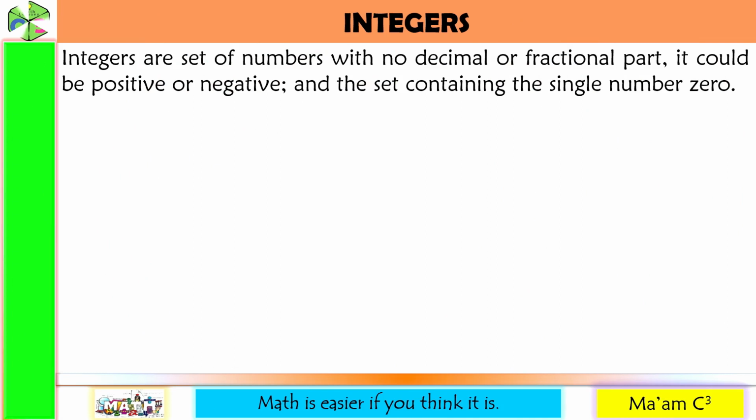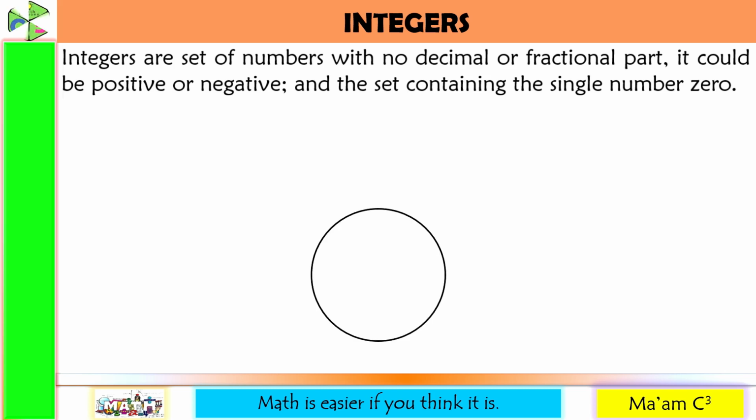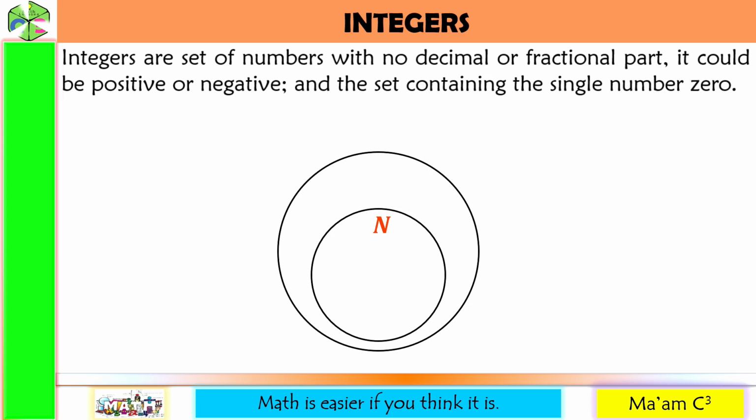Integers are set of numbers with no decimal or fractional part. It could be positive or negative, and the set containing the single number 0. So let us draw a circle here, and let us label this as N for natural numbers. Let us draw another circle, and let us label this as W for whole numbers.